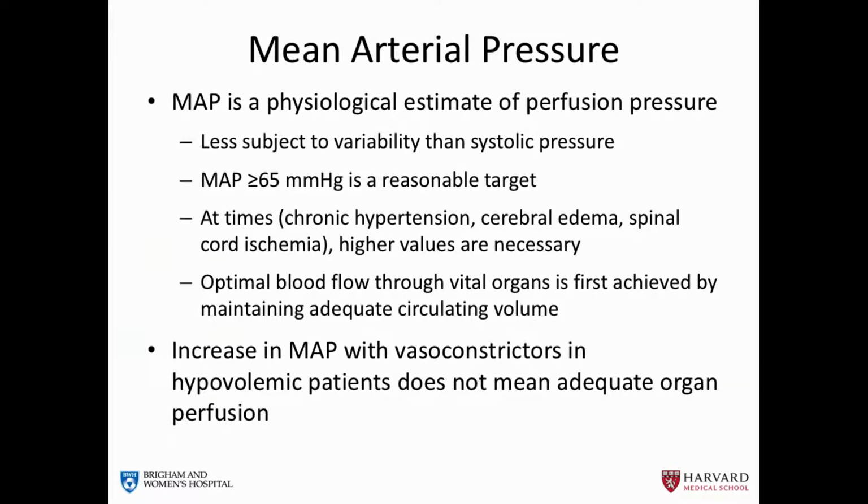We generally think of a mean arterial pressure greater than or equal to 65 millimeters of mercury as being in a normal range or an adequate perfusion range. However, it's important to remember that not all patients have normal blood pressures. Those patients who might be chronically hypertensive, untreated hypertension, may actually require a higher mean arterial pressure. Also, in those patients who may have cerebral edema or spinal cord ischemia, we may want higher targeted pressures.